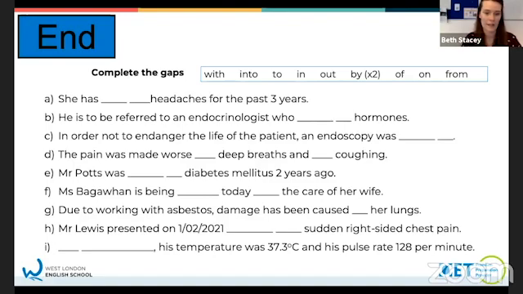Okay, not an easy task, I don't think. So let's go through these answers. Some of the answers here, you might have something different and it might be correct. But the answers that I'm going to give you are most likely the best options.